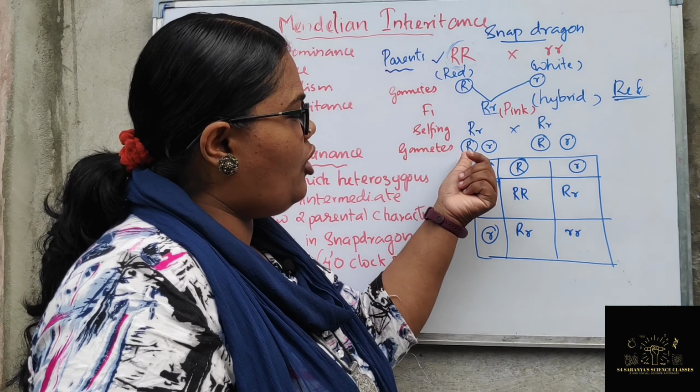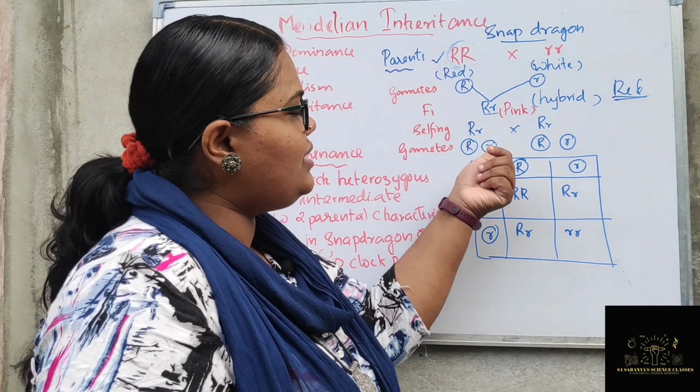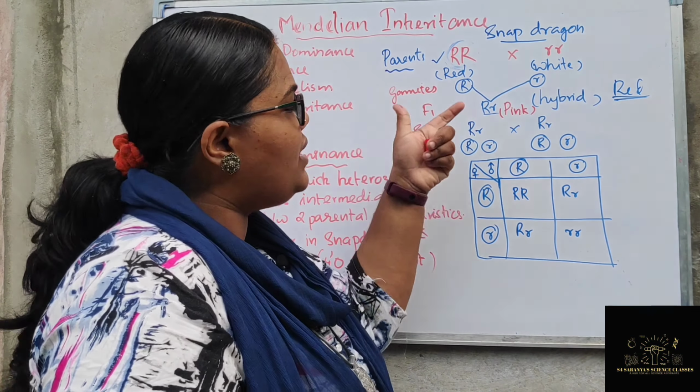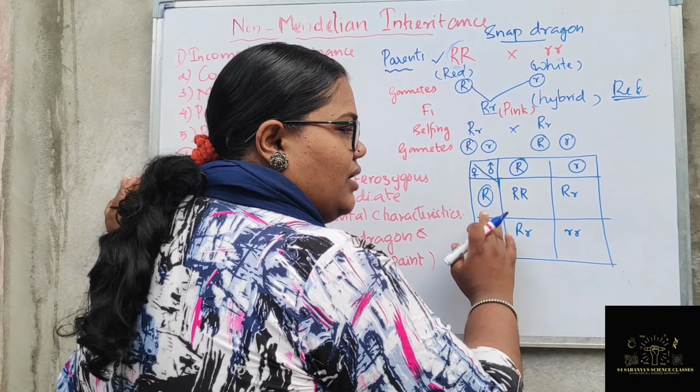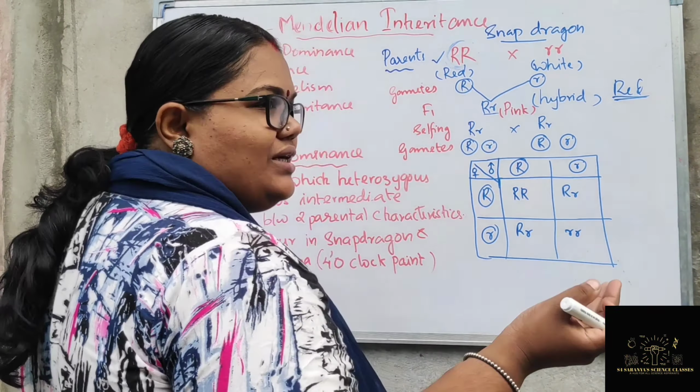Earlier only one variety was there, so one gamete; here there are two gametes, because one dominant allele and one recessive allele will be there. To check how the combinations will be, I have made a small checkerboard here, the Punnett square.